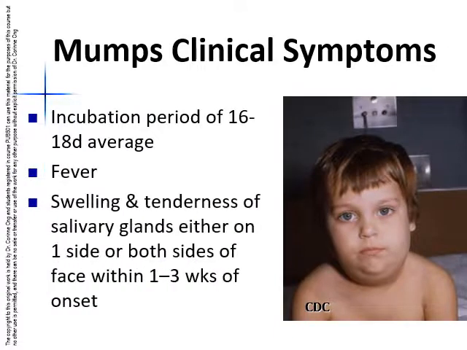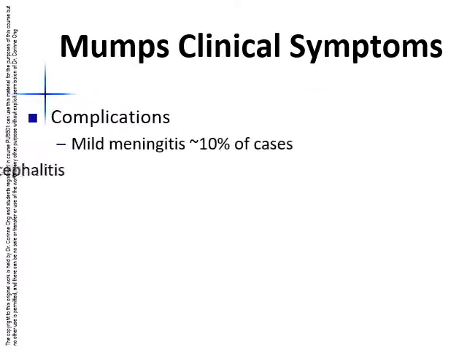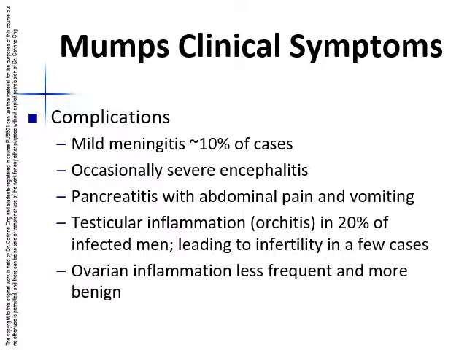The next disease is mumps. It has a long incubation period of more than 2 weeks, after which fever and swelling of salivary glands either on one side or both sides of the face occurs within 1 to 3 weeks of onset. Complications include mild meningitis in approximately 10% of cases and severe encephalitis, pancreatitis with abdominal pain and vomiting, testicular inflammation in 20% of males, which may lead to infertility in a few cases, and rarely ovarian inflammation in females.